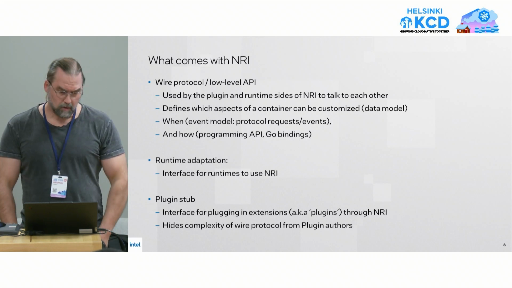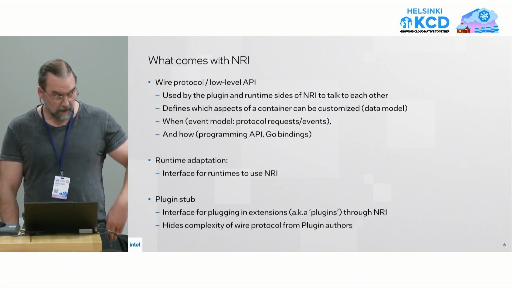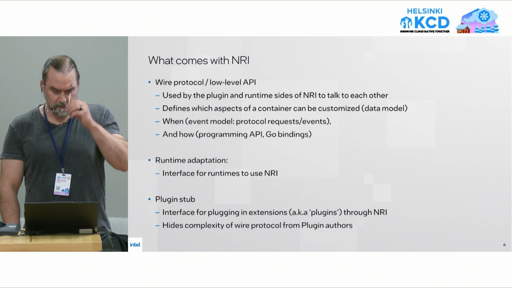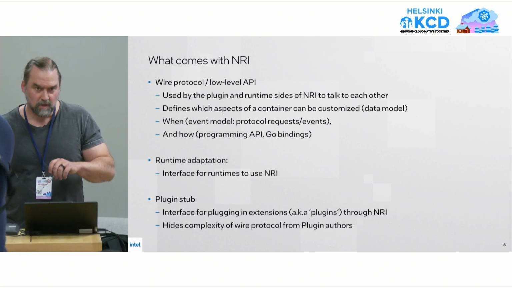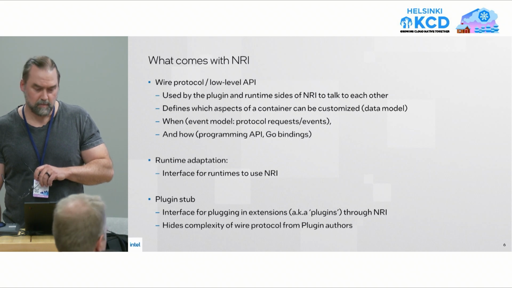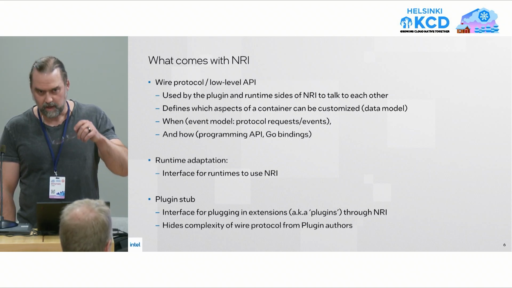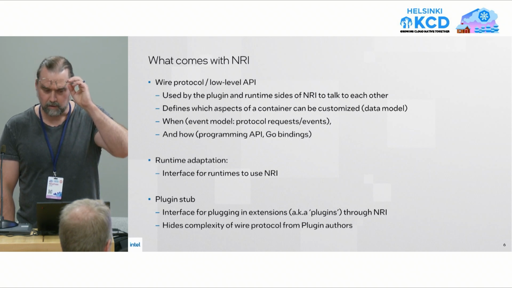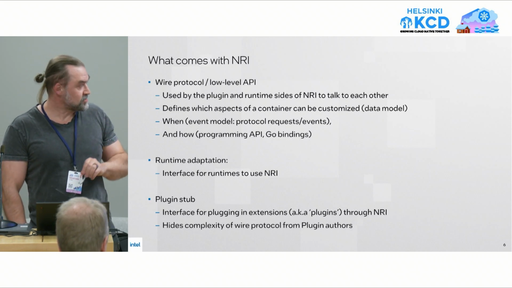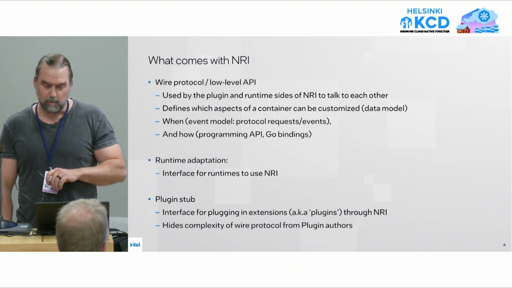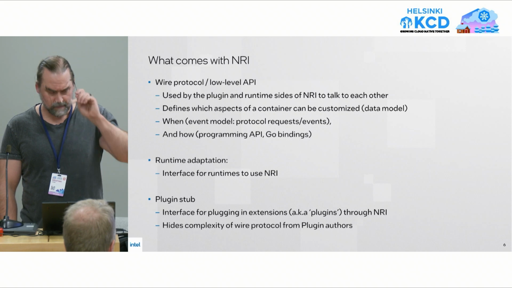This low-level protocol defines 3 things. It defines a data model, so what kind of modifications a plugin can make to a container. It defines an event model, so when those modifications can be applied to a container. And it defines a low-level programming API, so how those modifications can be carried out in terms of the protocol. This wire protocol is such a thing that if you are writing or considering writing an NRI plugin, it is not something you are going to directly encounter. It's a low-level API.